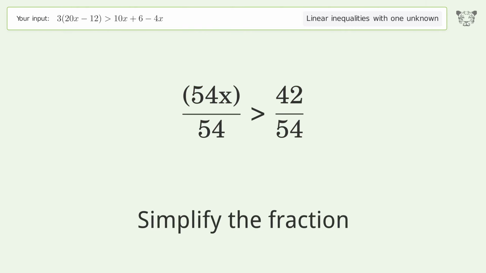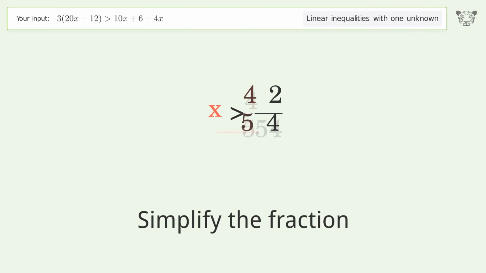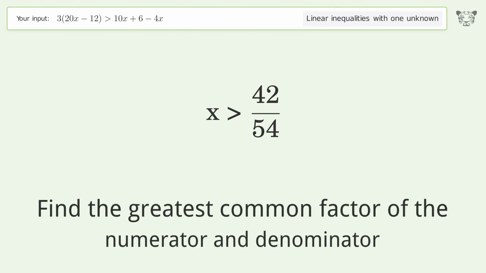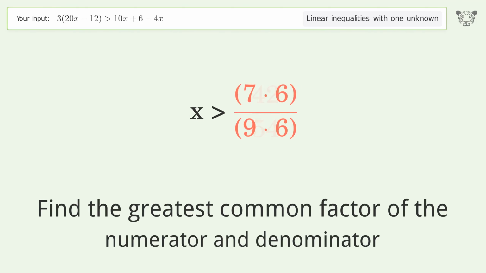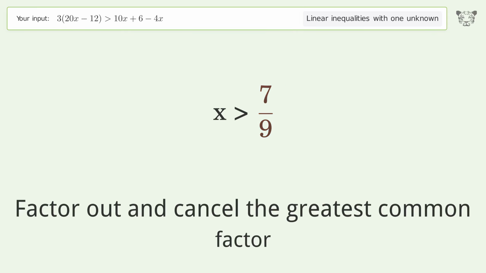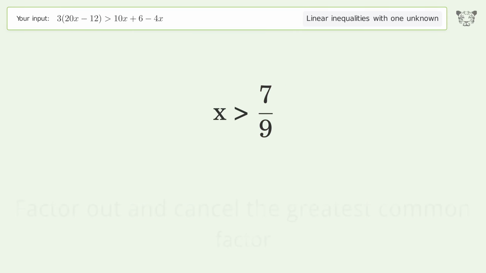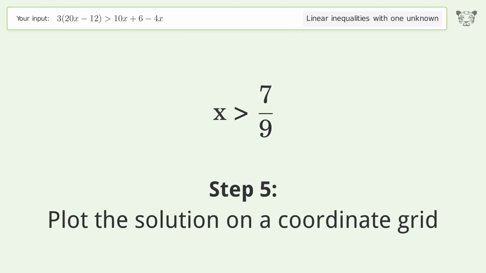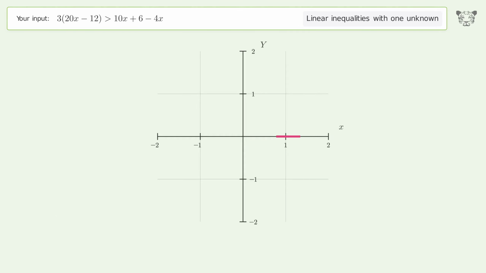Simplify the fraction. Find the greatest common factor of the numerator and denominator. Factor out and cancel the greatest common factor. Plot the solution on a coordinate grid. And so the final result is x greater than 7/9.